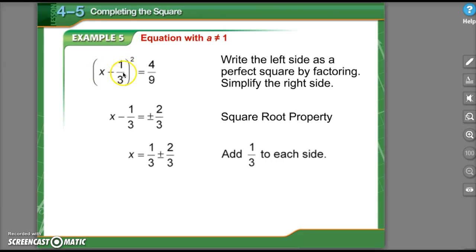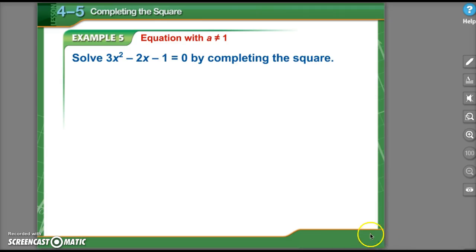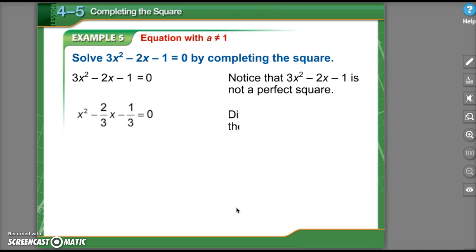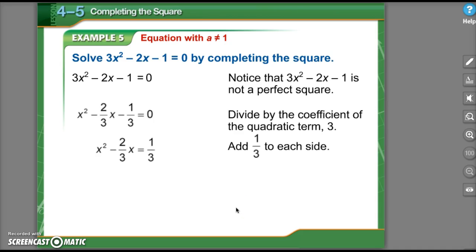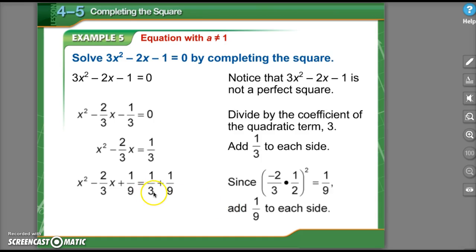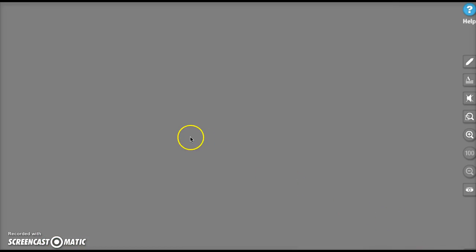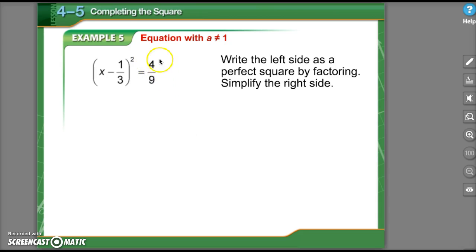Remember, our b over 2 was negative 1/3. So this left side of the equation simplifies to x minus 1/3 squared. And the right side, let me pull back on the previous page. When we add 1/3 plus 1/9, you need to get a common denominator. Our common denominator is going to be 9. So to make this 3 into a 9, we'd multiply by 3 on the top and the bottom. So this would be 3/9 plus 1/9. 3/9 plus 1/9 is 4/9. So on the next page, that's why the 4 over 9 is here.